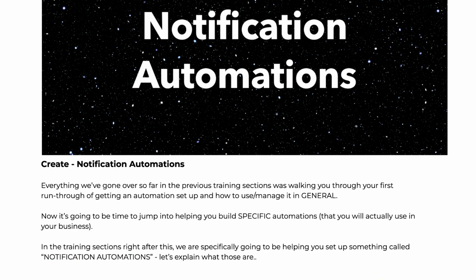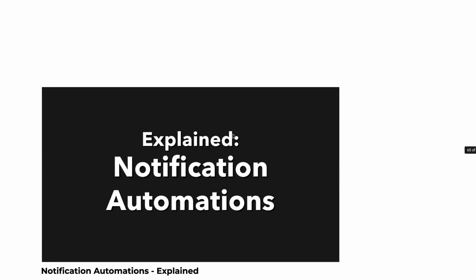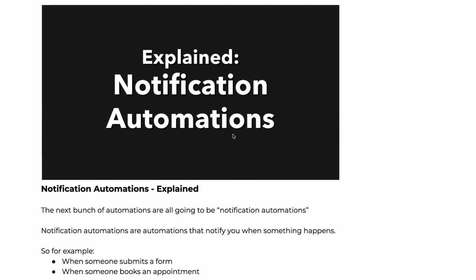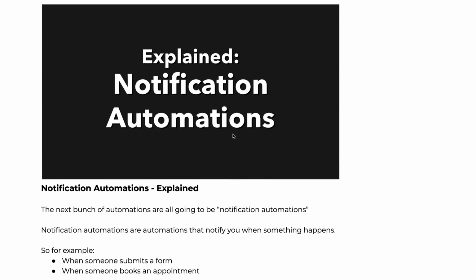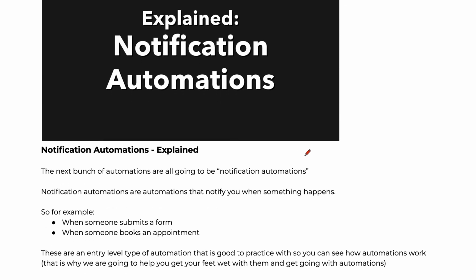Okay, so let's go ahead and actually talk about, hey, what are notification automations? So the notification automations that you'll see in the next bunch of training sections, right after this training section, are going to be automations that actually notify you when something happens inside of your business. So let's say, for example, somebody submits a form, or somebody books an appointment. Well, guess what? You're going to need an automation for those things so that you are aware of that, and then you can obviously build on top of that as well.